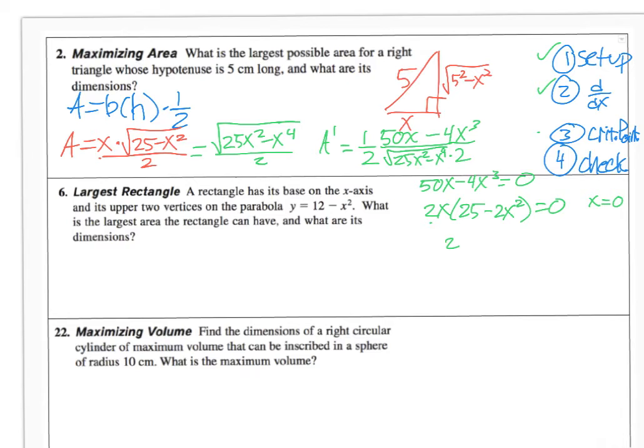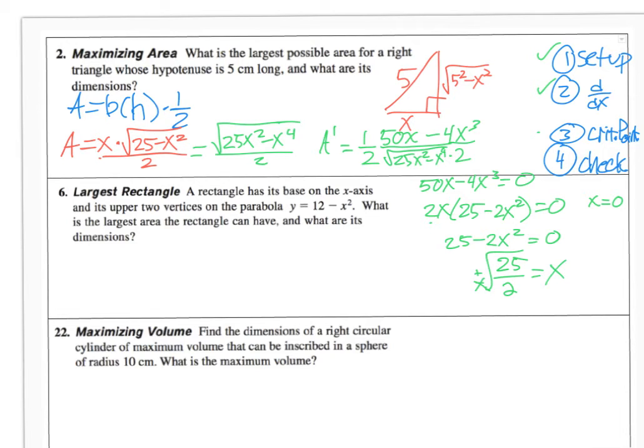And then we've got 25 minus 2x squared is equal to 0. That's going to give us the square root of 25 over 2, plus or minus, is equal to x. Because we're dealing with lengths, the negative square root does not make sense to include. But I've got this 25 over 2, the square root of that, as an x value.